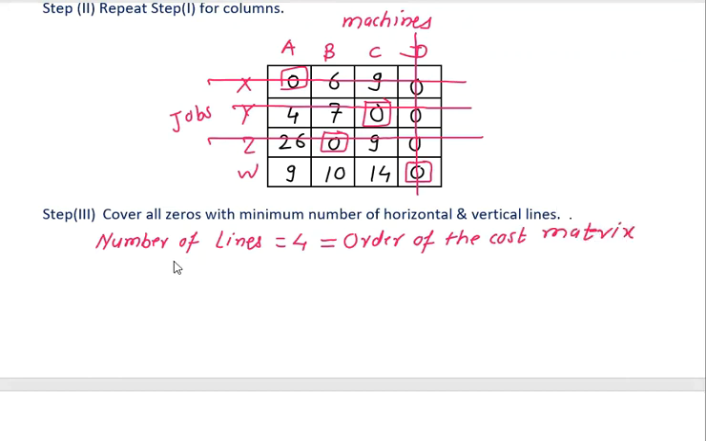So when the number of lines is equal to the order of the cost matrix, which is also 4, it is a 4 by 4 matrix, then we get the optimum solution. So this solution is an optimum solution. Therefore, this is the optimum assignment. Optimum means it will minimize the cost of assignment. So what is the optimum assignment? Let us write it down.